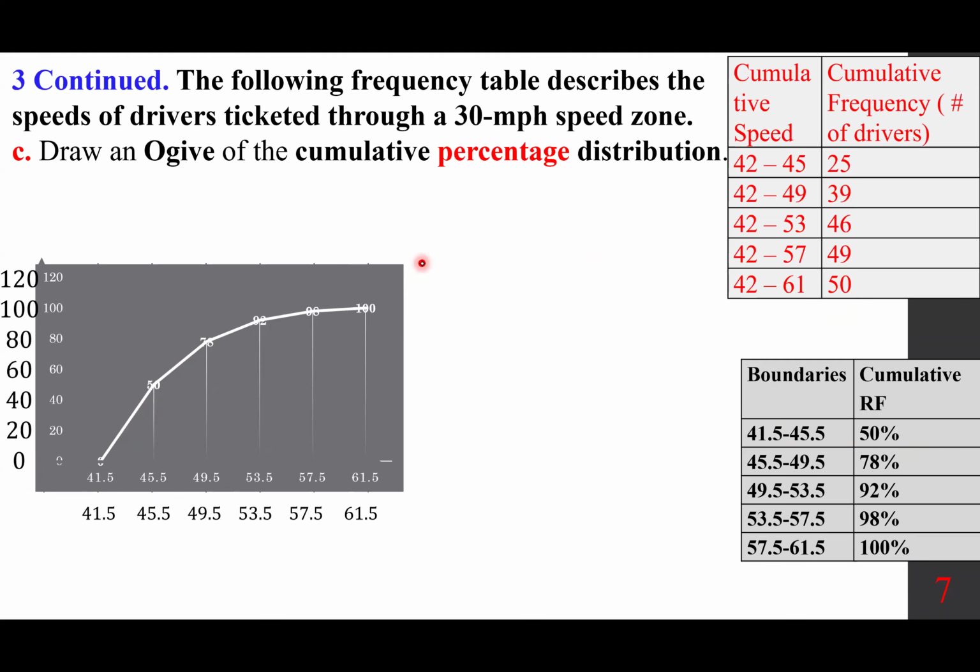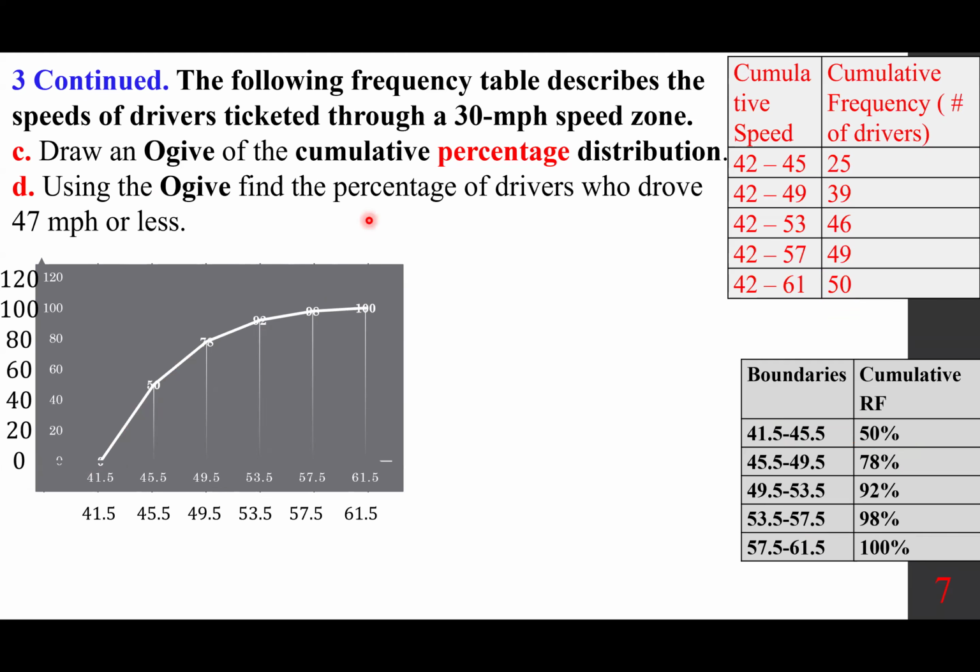So what is it good for? Okay, a question like this: using the ogive, find the percentage of drivers who drove 47 miles per hour or less. So let's see how we deal with that. So having said that, along the horizontal axis, you locate 47.